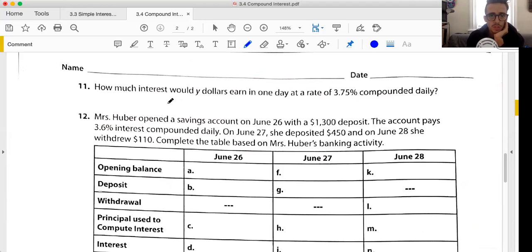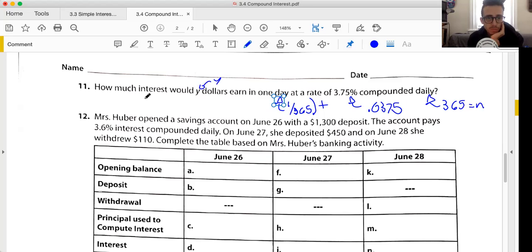Let's see here. Interest when y dollars earn in 1 day, that would just be 1 of 365 days, which would be our time, and at a rate 0.0375. If this was compounded daily, that would be 365 chances in the year. So that's n. y dollars is there for our principal, and we're just finding the interest.